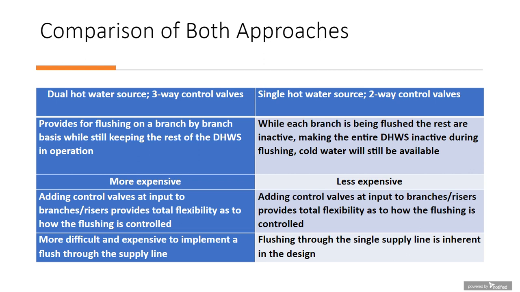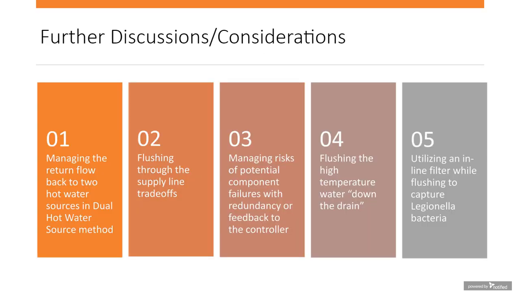On both of these, adding control valves to the input of these branches or risers gives a tremendous amount of flexibility to the system and how you control it. So that's something really to focus on because it's a huge advantage once you have those controls and valves in place. In the 2 hot water source, as we talked about, it's more difficult and expensive to implement a flush through the supply line, where it's inherent in the single hot water source method.